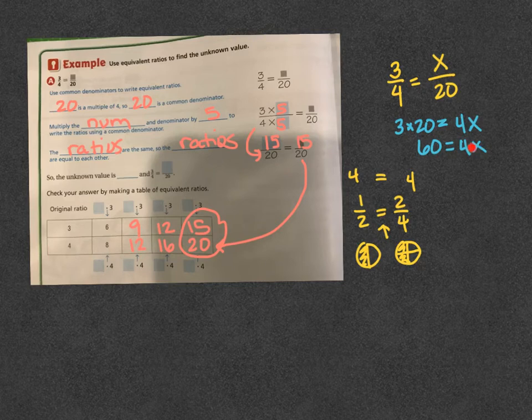So instead of multiply by 4 for this variable, I'm going to undo it, do the opposite, the inverse, and divide by 4. And I'm allowed to do that on the equation as long as I do the same to the other side of the equation. 4 divided by 4 is 1, so now I have 1x left. He's now isolated. And 60 divided by 4 is 15.